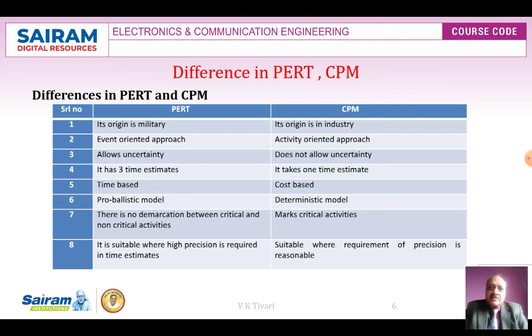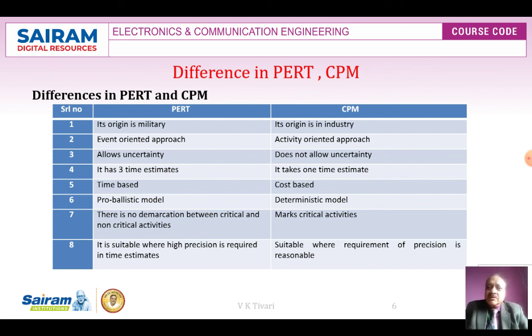PERT is time-based, CPM is a cost-based system. PERT is a technology based on the Polaris ballistic missile application, where it was developed. CPM is a deterministic model. There is no demarcation between critical and non-critical activities in PERT. Also, in CPM, it marks critical activity.